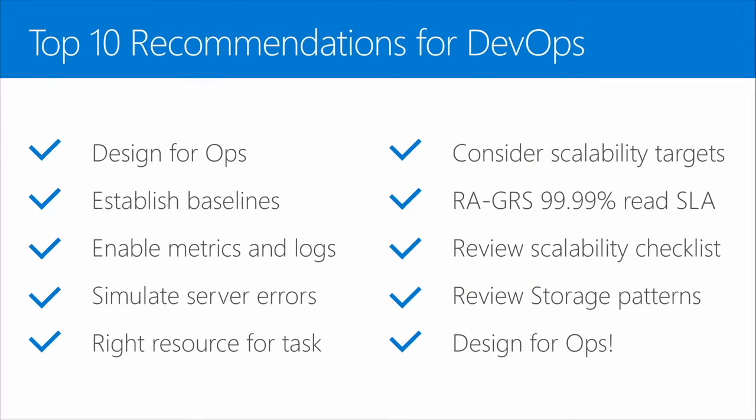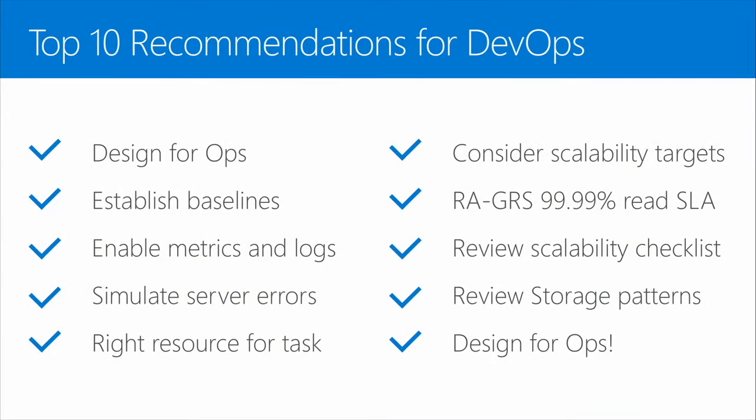Scalability targets: we publish what our upper ends are for how each of our services perform and what scalability targets we deliver. Understand those and design your apps with those in mind. If you want high availability, RA-GRS can allow you to have 4 nines read availability. We have great design guidance now, both scalability checklists and design patterns specifically for table storage. Make sure you're reading that if you're using either of those services. And once again, design for operations.